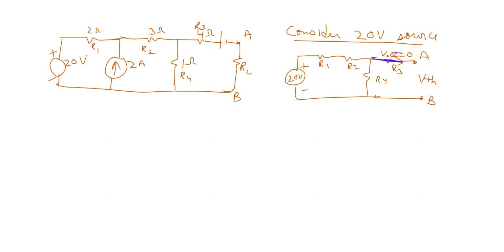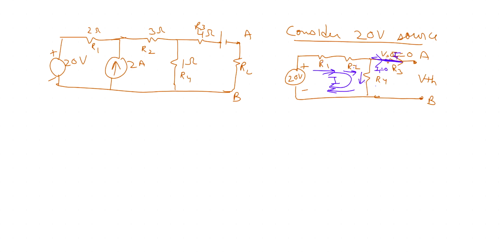Now, due to the 20 volt, this current goes here, then here, then here, so the current remains the same. R1, R2, R4 have the same current because current in R3 is 0. So the whole current circulates in this path. So R1, R2, R4 are in series, because the current through them is the same.